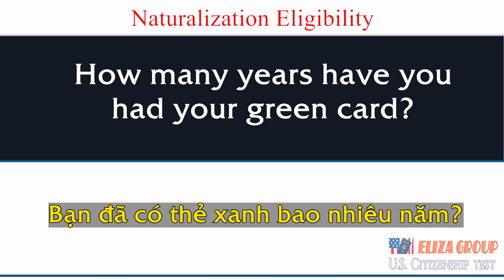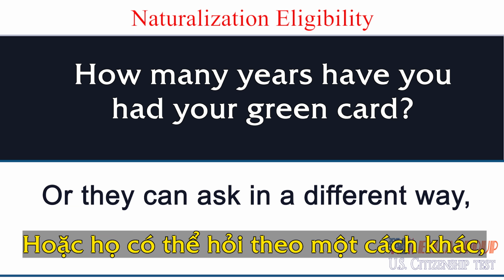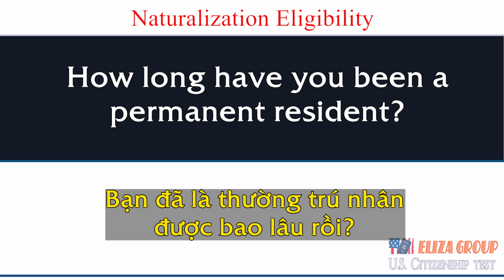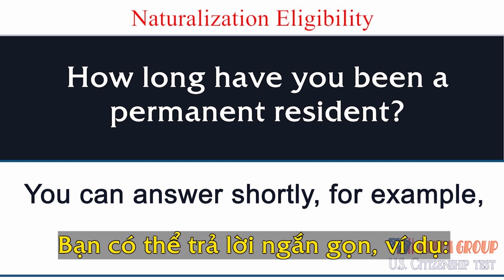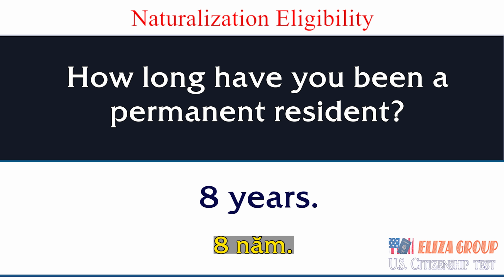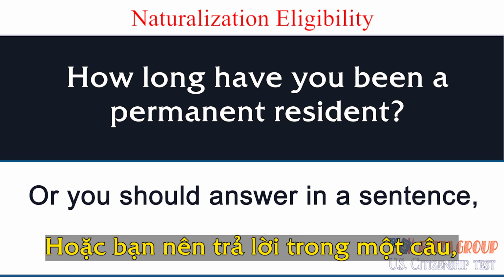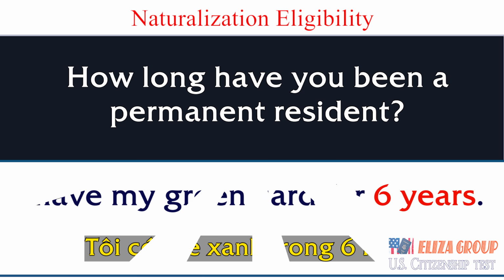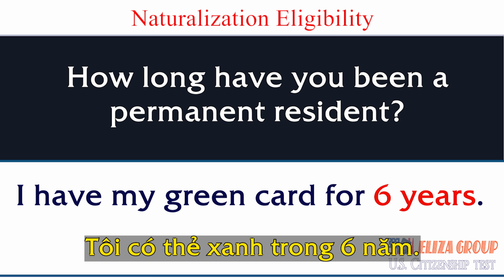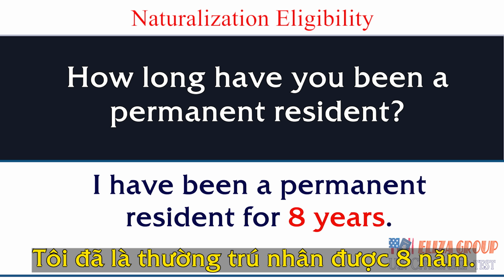How many years have you had your green card? Or they can ask in a different way. How long have you been a permanent resident? You can answer shortly, for example, 6 years, 8 years. Or you should answer in a sentence. I've had my green card for 6 years. I have been a permanent resident for 8 years.